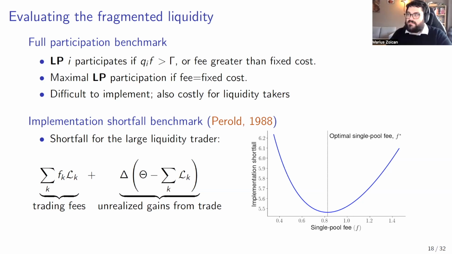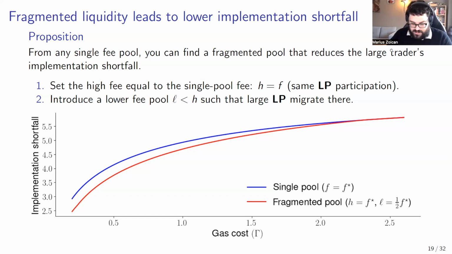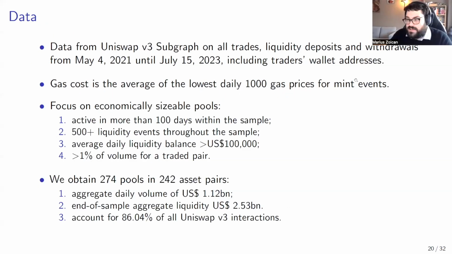It becomes a little bit better to reduce implementation shortfall if you have two instruments. One to control the marginal participant in the market, in the high fee pool, and the second one to improve competition across pools. So we argue that fragmentation, in the sense we see it on Uniswap v3, can actually be beneficial. We wanted to make this a more normative point. Now, unless there are questions about the model, we can look at the data.